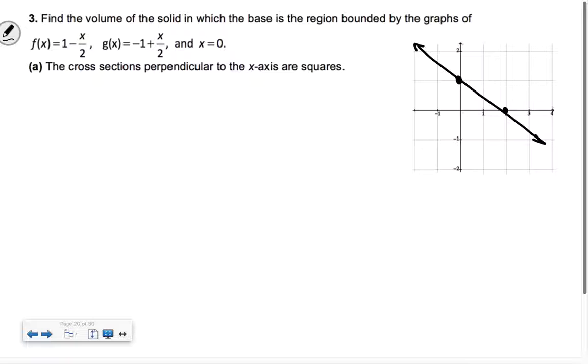And then I have -1, and now my slope is up 1, right 2. So it creates that little region there. And then x equals 0, so we're going to have this little triangular region. Okay, and it's saying that the cross sections perpendicular to the x-axis are squares. So we're perpendicular to the x-axis, which means we're integrating with respect to x.